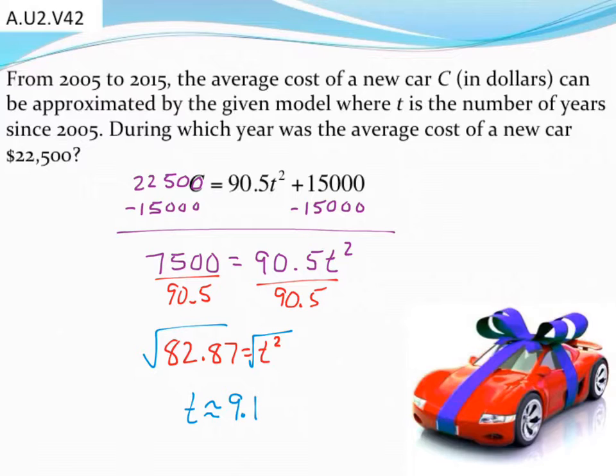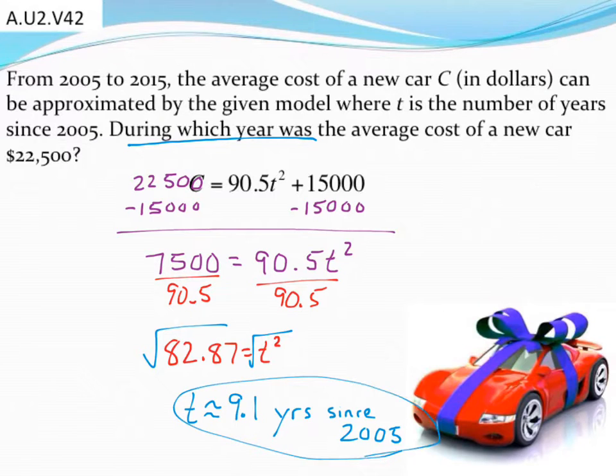And then just to make sure that I'm answering their question, let's go back and see what it was again. They said during which year was the average price 22,500. So this must be about 9.1 years since when this problem began. That was 2005, they told me. So I would just do that as the answer. It's about 9.1 years since 2005. If you want to go ahead and actually add that up, you can say it's 2014, maybe a little bit into that year 2014.